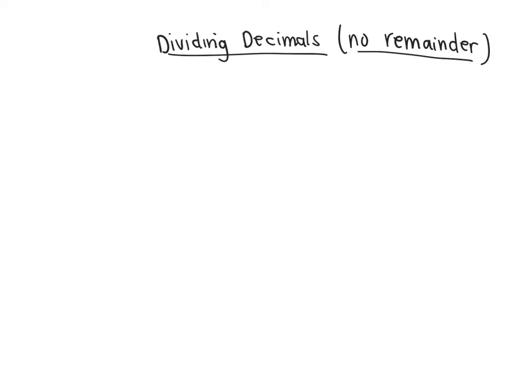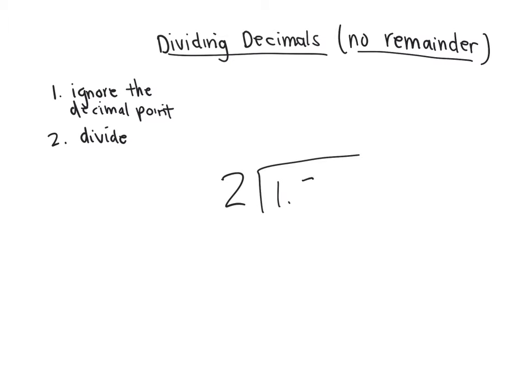Okay, so the first thing we're going to do, again, is ignore the decimal point. And then step 2, we're going to divide. So let's look at this problem right here. We're going to do 2 divided by 1.7. If I ignore this decimal point and pretend it's not there, I'm doing 2 divided by 17.